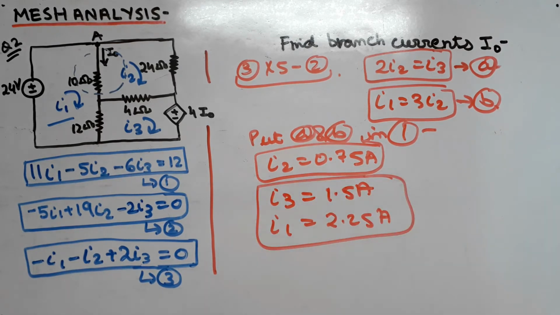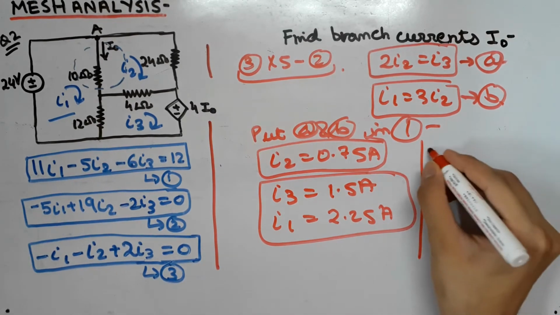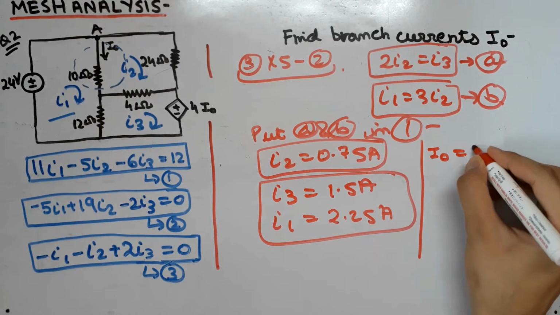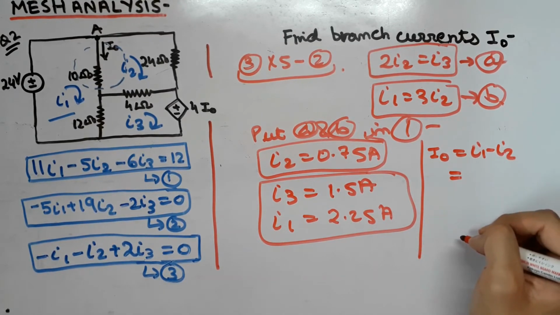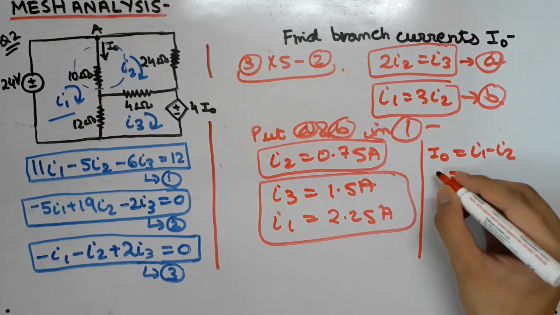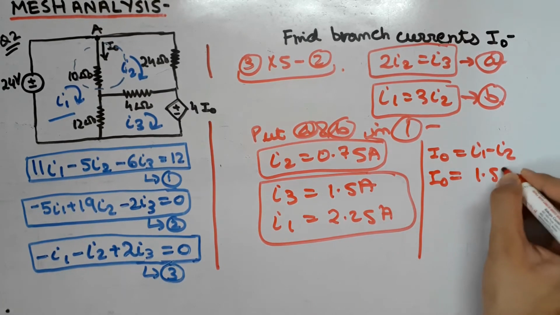Now guys, we have found the values of I1, I2 and I3 using mesh analysis and by using the necessary eliminations in these three equations. Now we are going to find the value of I0. We know that I0 is equal to I1 minus I2. So here we will put the values of I1 and I2. From there we will get the value of I0 as 1.5 ampere.